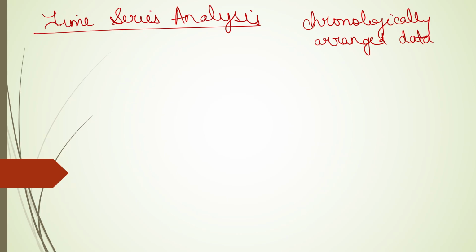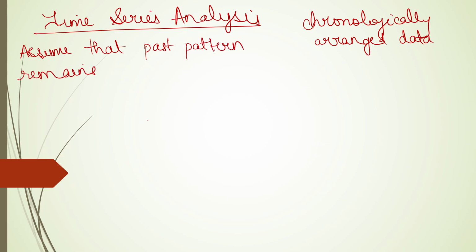It attempts to forecast future values of the time series by examining its past observations, which is the basic definition of forecasting. An assumption we make is that the past pattern remains unchanged.